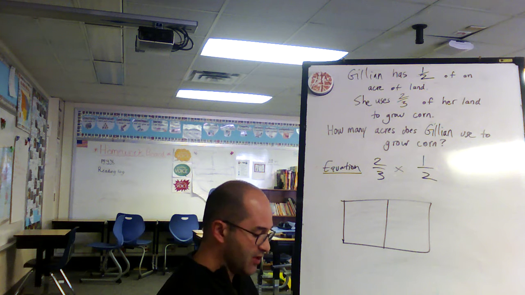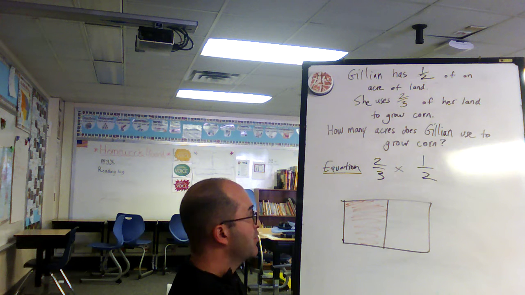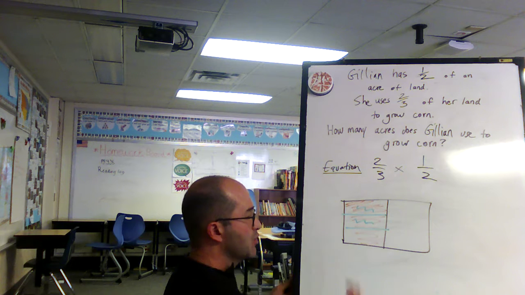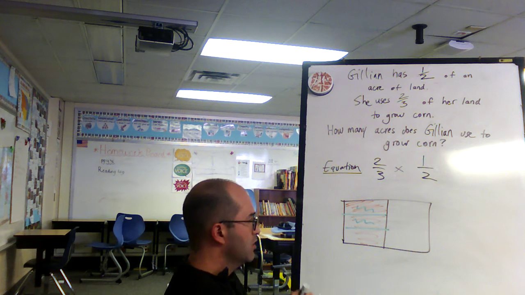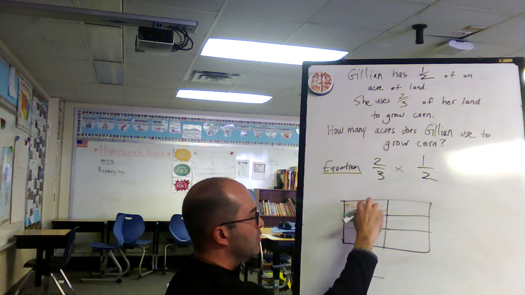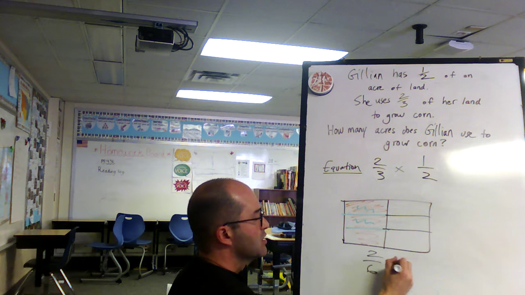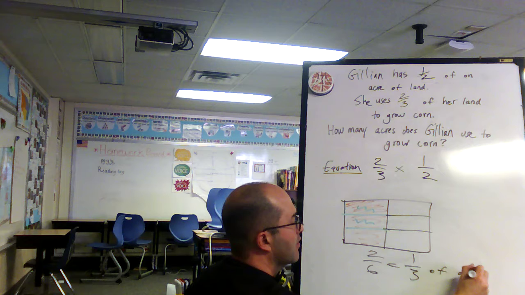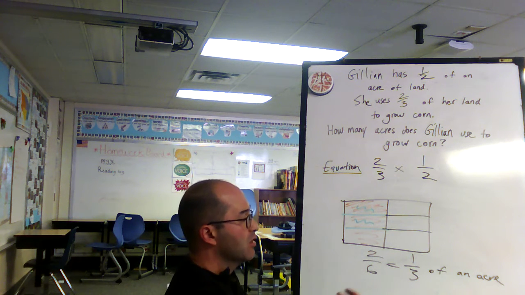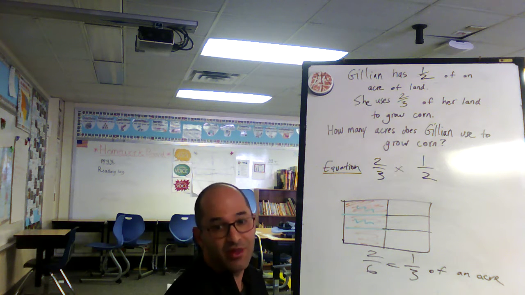So this is how I would have solved this problem. Here's 1/2. Divide that into thirds. There's 2/3 of 1/2. So 2, but let's divide the whole thing out of 1, 2, 3, 4, 5, 6, 2/6. 2/6, which is the same as 1/3 of an acre of land. So 2/3 of 1/2 is the same thing as 1/3. And that makes sense because half of 2/3 is 1/3.